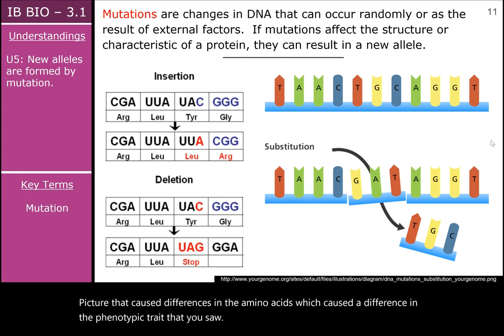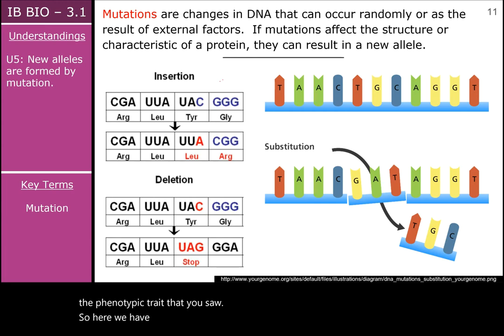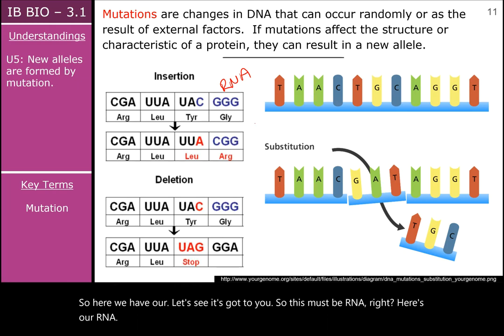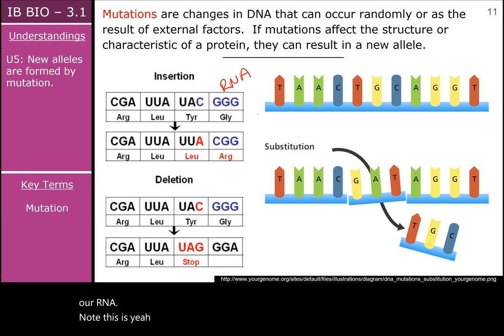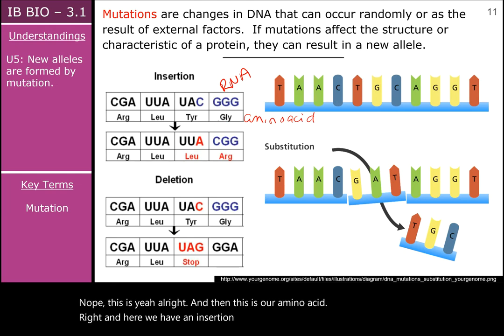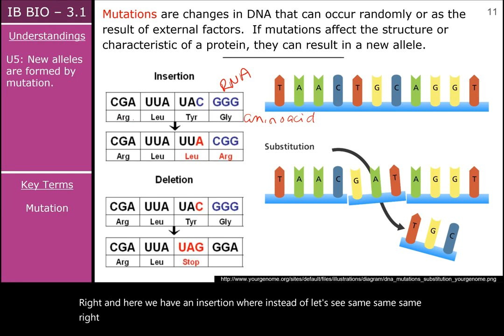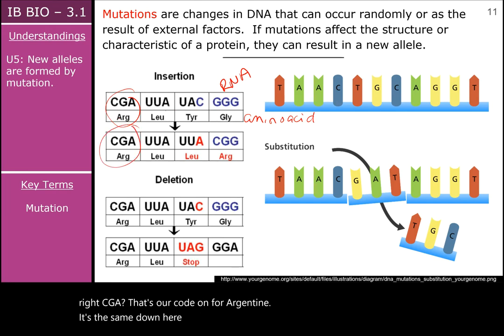So here we have our, let's see, it's got a U, so this must be RNA, right? Here's our RNA. And then this is our amino acid, right? And here we have an insertion where instead of, let's see, same, right? CGA, that's our codon for arginine. It's the same down here. UUA, that's a codon for leucine. Same down here. Okay, but now there's a change, right?